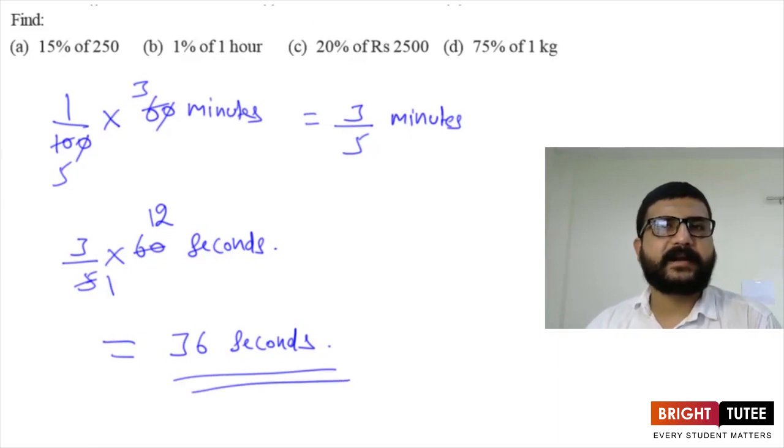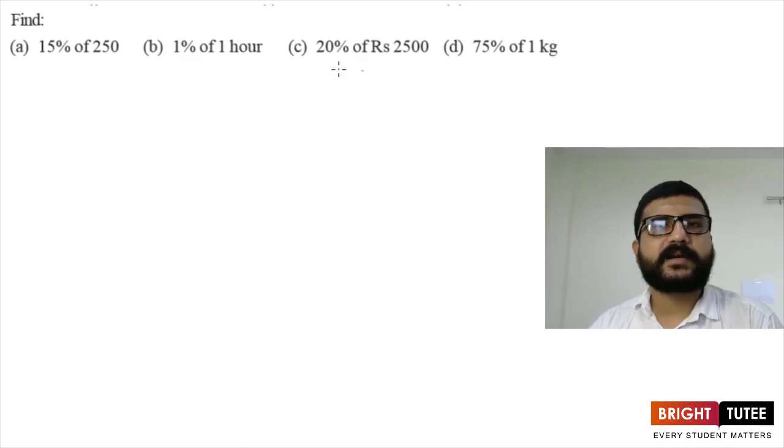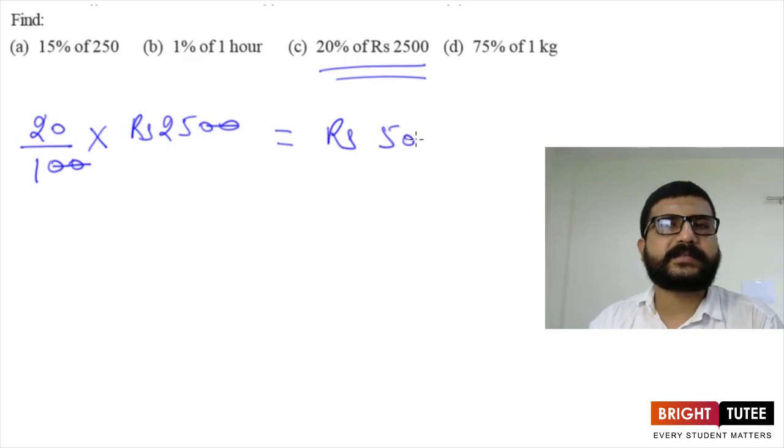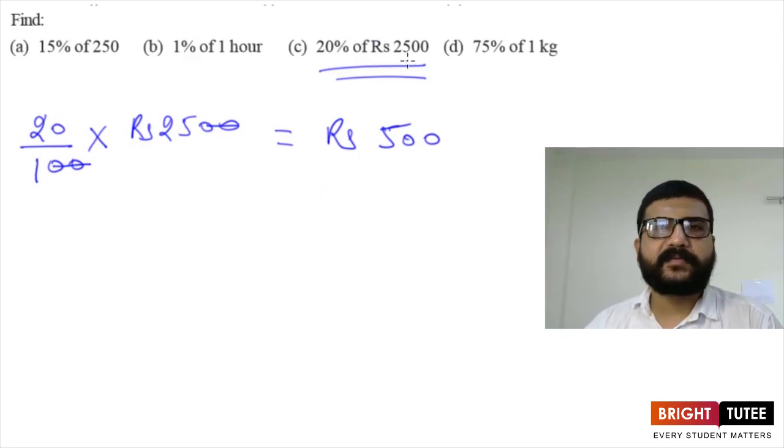Now let's see the next part. It is 20% of 2500 rupees. So what we have to find? 20% means 20 upon 100. Of means multiplication, and then we are having rupees 2500. Now we can cancel these two zeros with these two zeros. Now we have to simplify this. 25 into 2 will be 50, and then we are having 1 0. So this is nothing but 500 rupees. So therefore 20% of rupees 2500 is rupees 500.